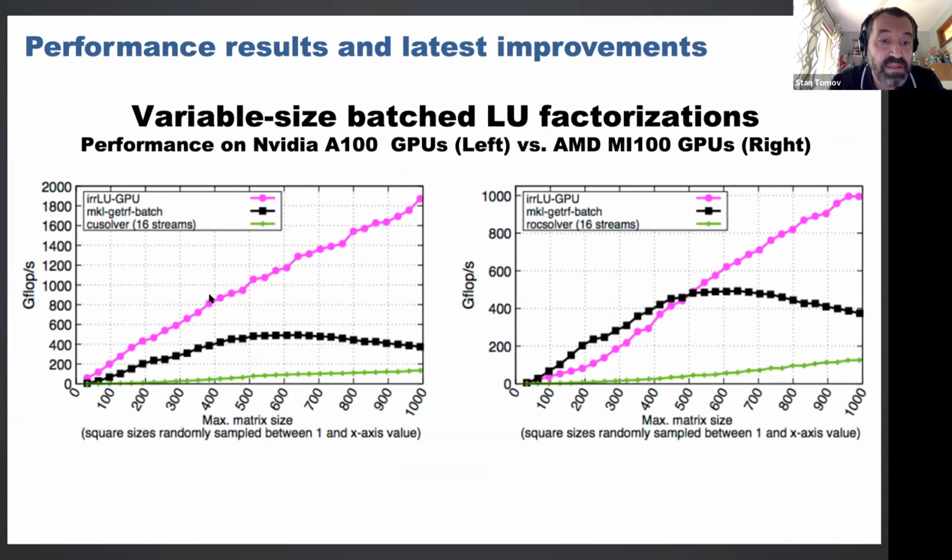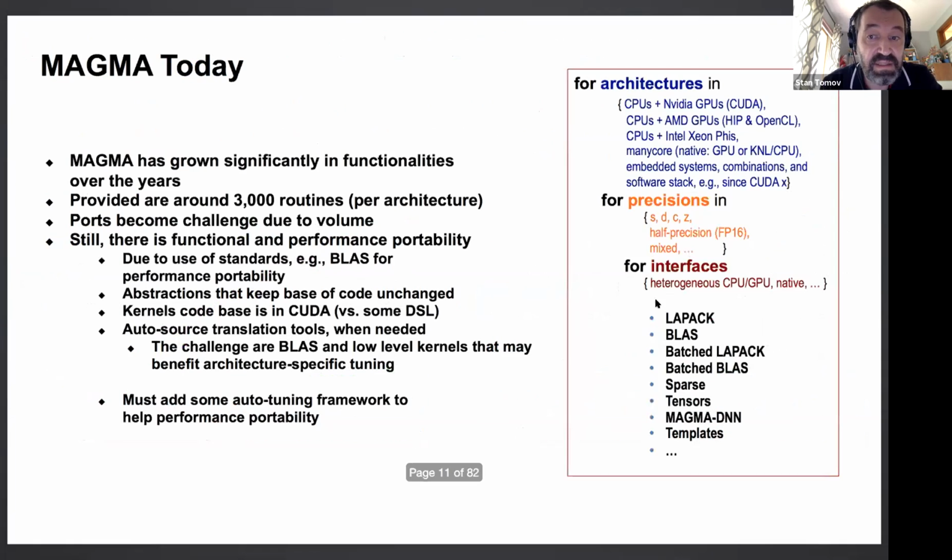So higher is better, of the new routine here in purple versus whatever else is available, like on the CPU or, in this case, cuSOLVER. So on the left is NVIDIA A100 versus on the right, we show results for the MI100 GPU from AMD. In both cases, as you can see, we get very good performance accelerating these types of routines.